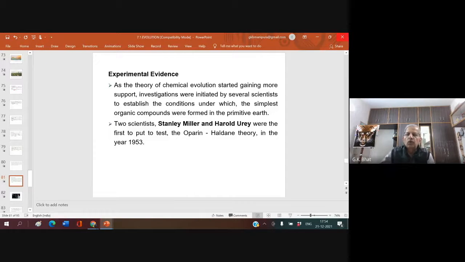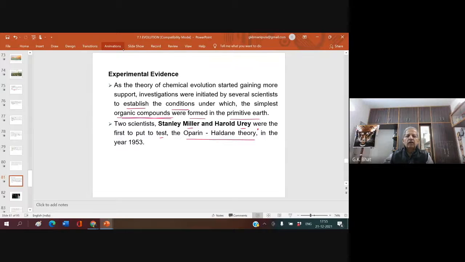As the theory of chemical evolution started gaining more and more support, investigations were initiated by several scientists to establish the conditions under which the simplest organic compounds were formed in the primitive earth. They tried to get the simple organic compounds found in the primitive earth in laboratory conditions. Two scientists, Stanley Miller and Harold Urey, were the first to test the Oparin-Haldane theory.